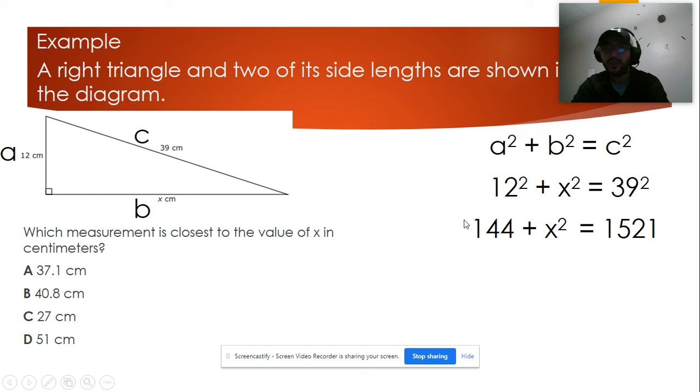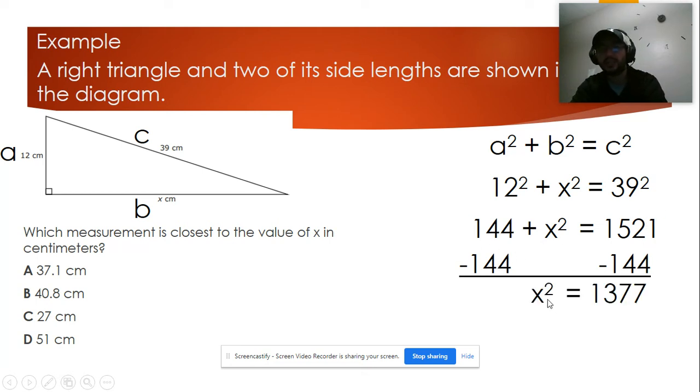Now, this is an equation. We need to solve for X. What is the opposite of plus 144? Minus 144, but if we do it on the left side, we do it on the right side. So X squared equals 1377. Now, again, this is the area.